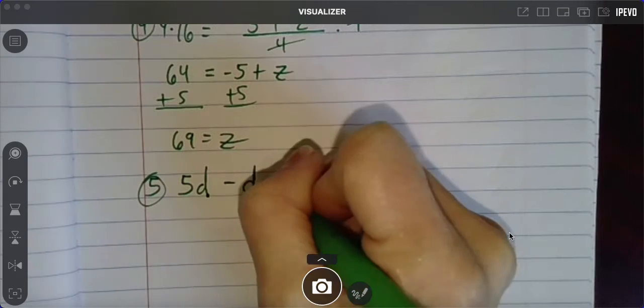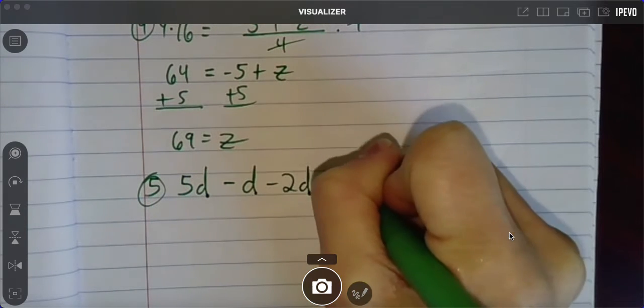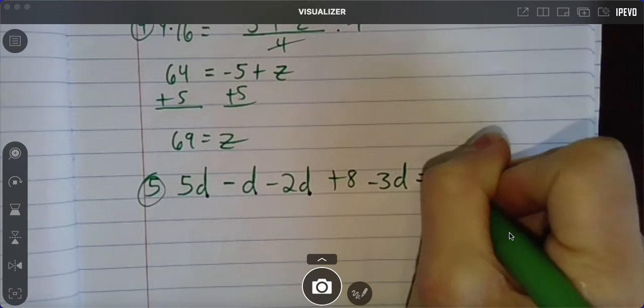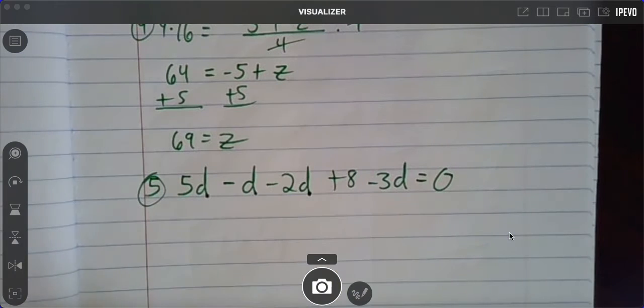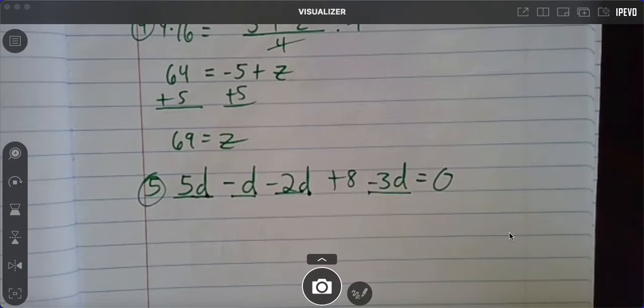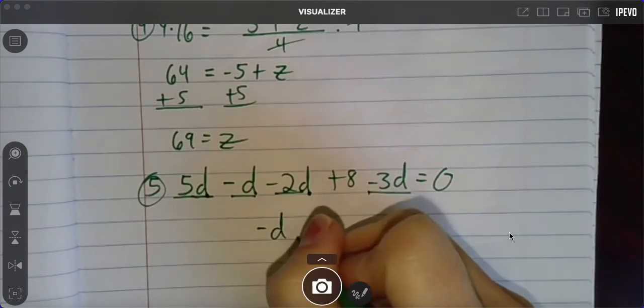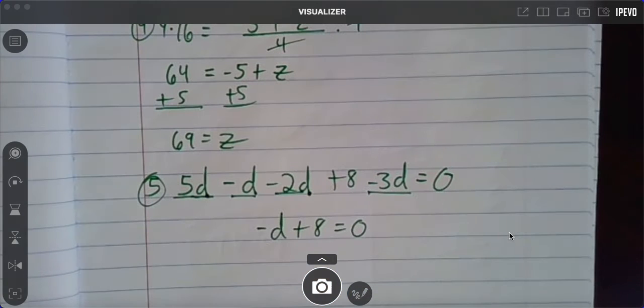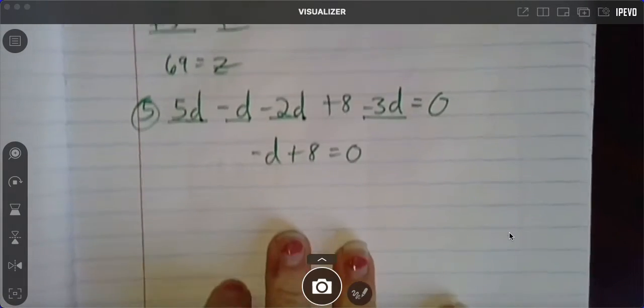5d minus d minus 2d plus 8 minus 3d equals 0. Do you see a bunch of things that have like terms? Yeah. So let's combine those. All right? If I have 5D minus 1 minus 2 minus 3, if you needed to, you could type that in your calculator. So 5 minus 1 minus 2 minus 3, negative 1D. Is that what y'all get? That's what I get. I have a negative 1D or a negative D. You can write that either way. You could put a 1 there if you want. Plus 8 equals 0. Then what do I have to do? Subtract 8. Subtract that 8.